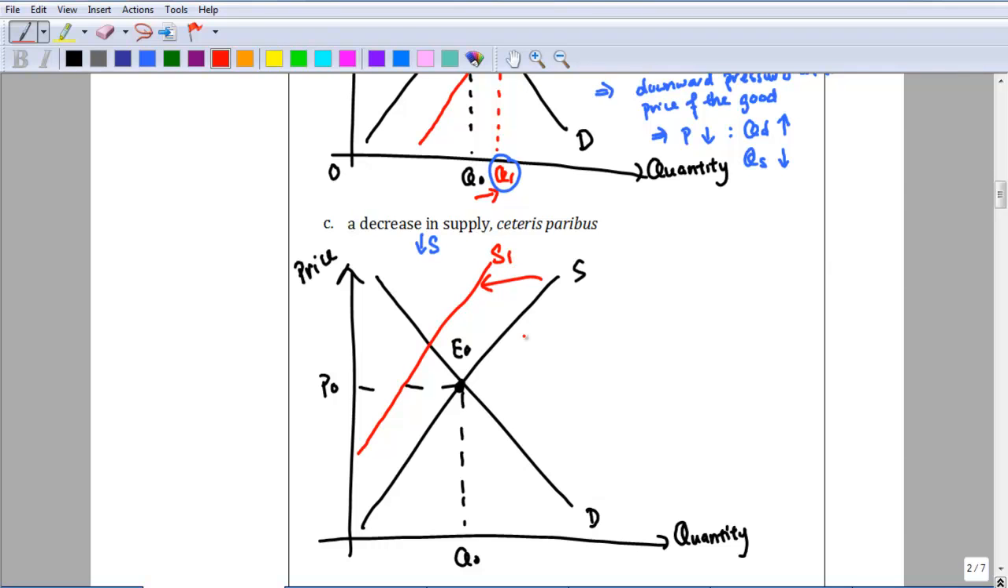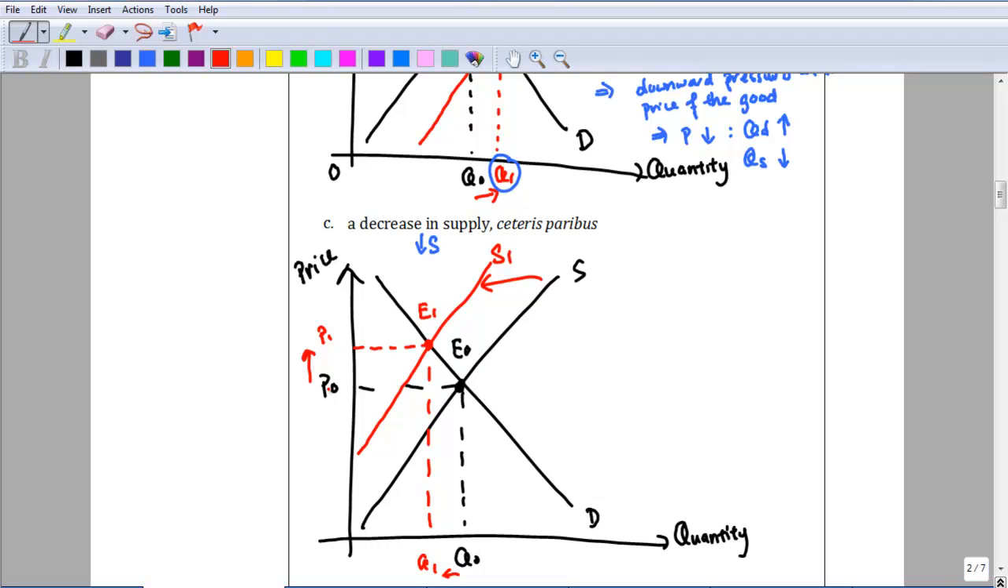So what happens when the supply curve shifts to the left? You notice your new supply curve intersects your demand curve at this point. So this is your new market equilibrium point E1. Your market equilibrium price will be P1 and market equilibrium quantity Q1. So if you compare, you realize that the price of the good has increased from P0 to P1. Equilibrium quantity has dropped from Q0 to Q1.